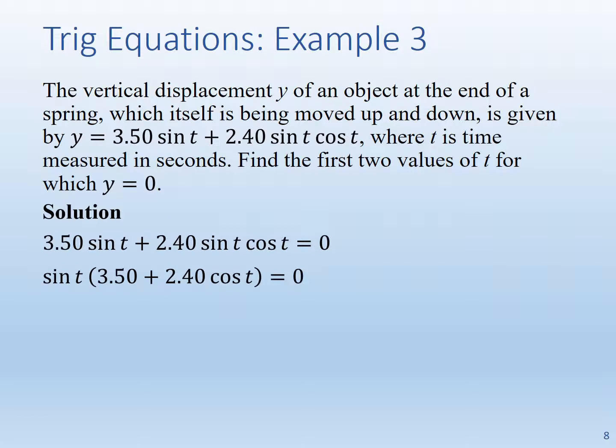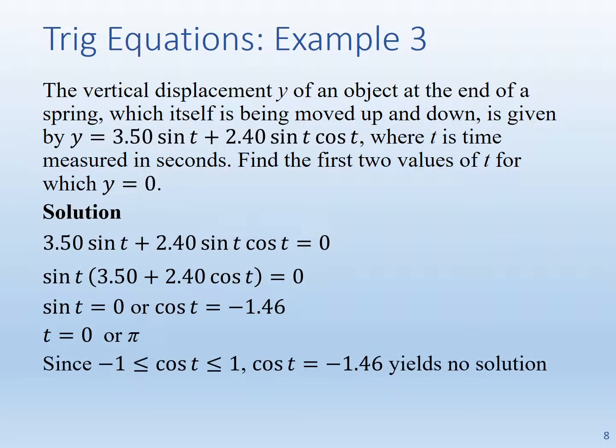So we can take sine t out as a common factor firstly. We have two terms being multiplied to give 0, so one or the other term has to be 0. Now if the second term is 0, then cosine t has to equal negative 3.5 divided by 2.4, which gives us negative 1.46. Now sine t is 0 when t is 0 or pi, that's the first two values there. And the second part of it gives us no solution because cosine is always between minus 1 and 1, and of course negative 1.46 is outside of that range. So the only two solutions are t equals 0 or pi.